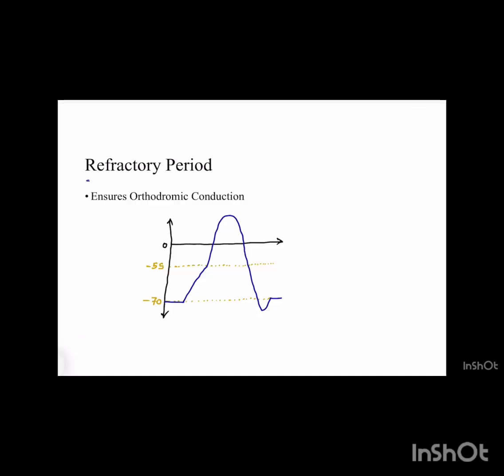So what is the refractory period? First, there are two types of refractory period: one is the absolute refractory period and one is the relative refractory period. What is the absolute refractory period? The time from when our membrane reaches the threshold to the first one third of the repolarization phase is known as the absolute refractory period, and the rest of the repolarization is known as the relative refractory period.